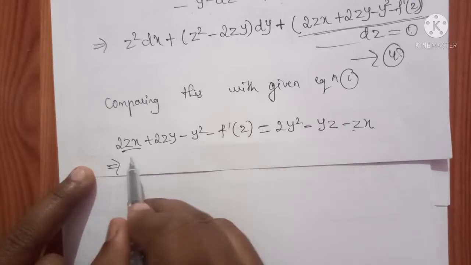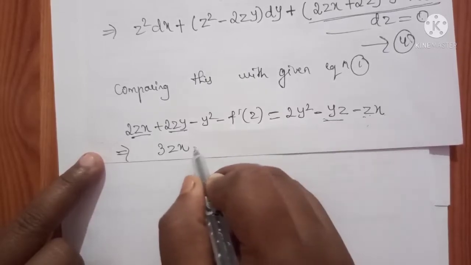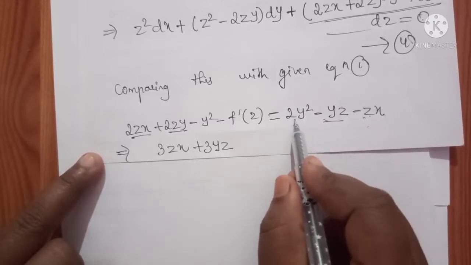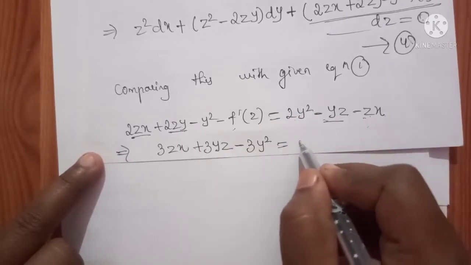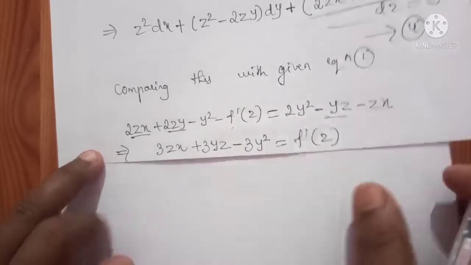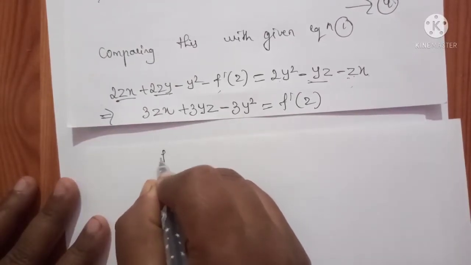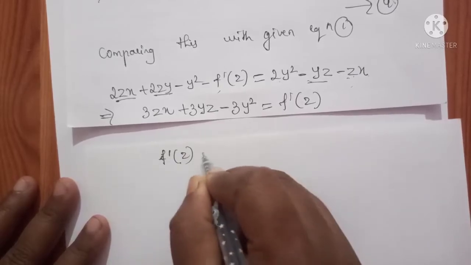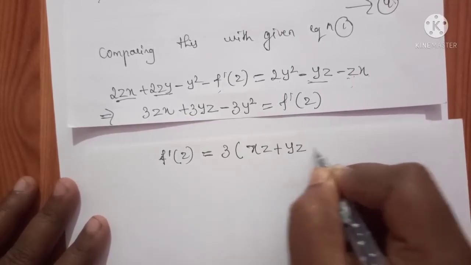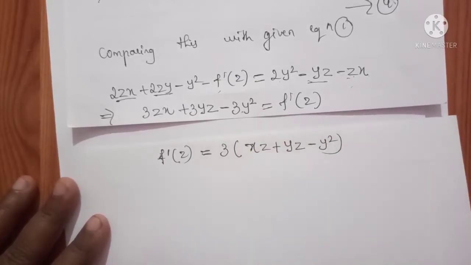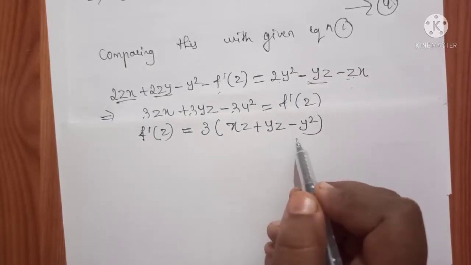2zx, you bring this side, 2zx minus zx equals 3zx, 2zy plus yz equals plus 3yz, and 2y square, if you take this side, you will get minus 3y square, and equals, we send this side f dash of z. So f dash of z is equal to, in all this we can take 3 outside, 3 into xz plus yz minus y square. So we are taking 3 common here.